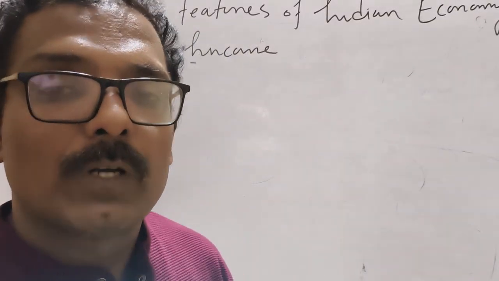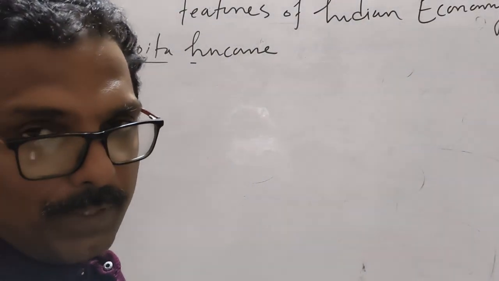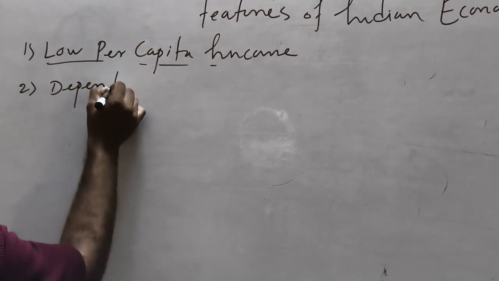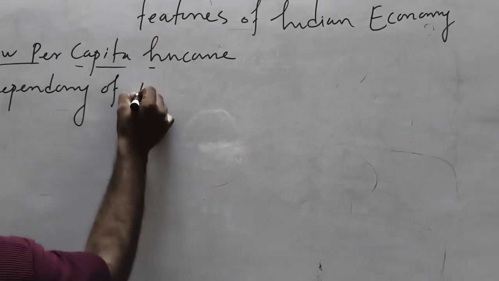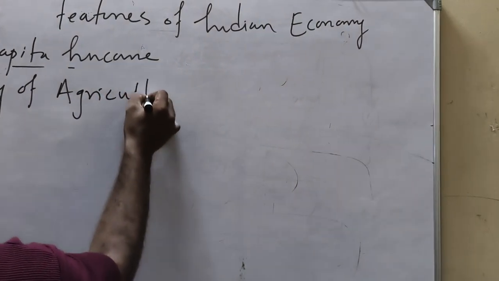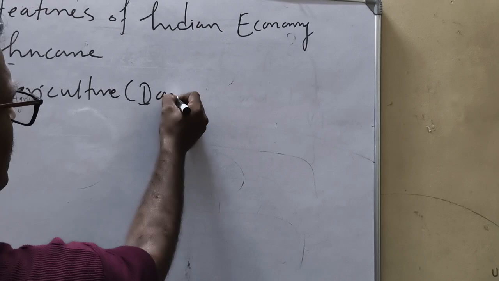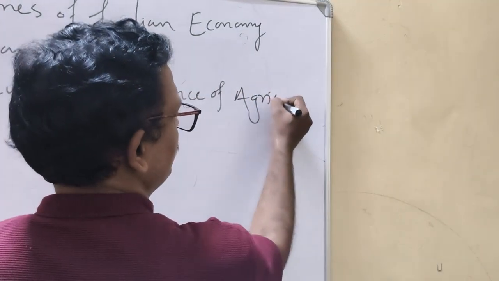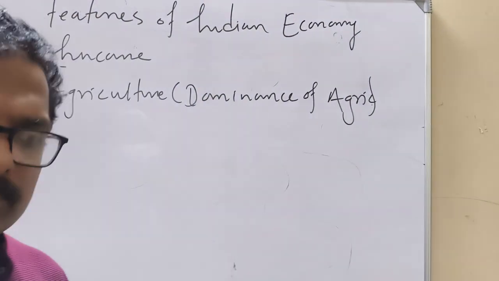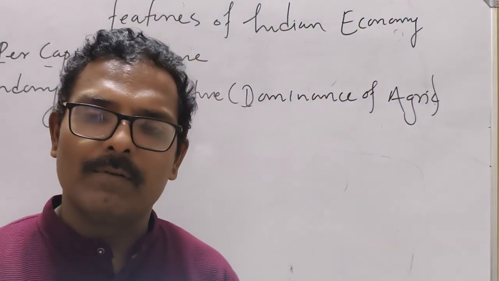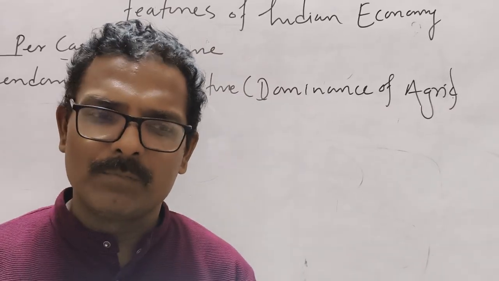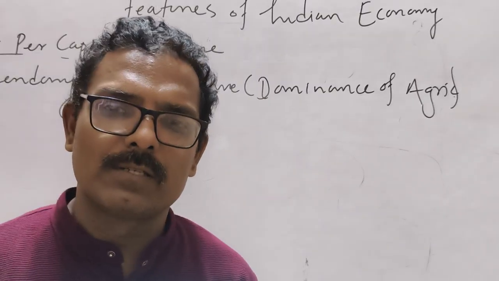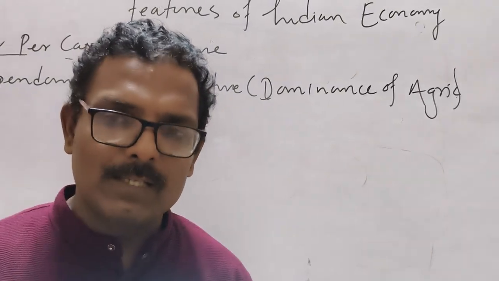And second, one of the most important features of the Indian economy is the dependency on agriculture, or the dominance of agriculture in the Indian economy. Overall, historically, our country's economy has remained one of the most dependent on agriculture. India has remained one of the topmost agricultural countries, but that is not the real case.